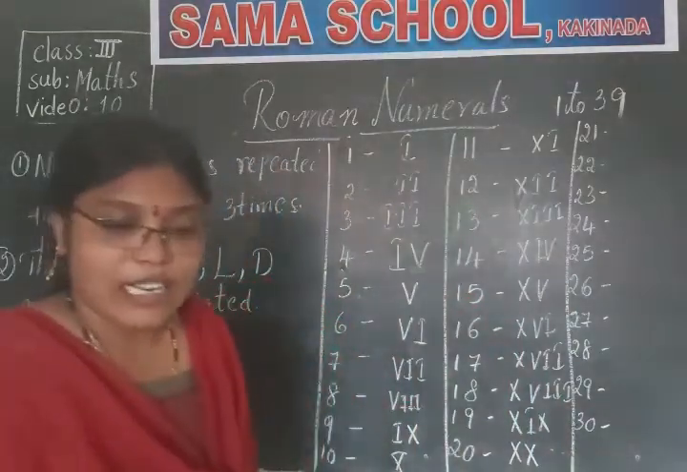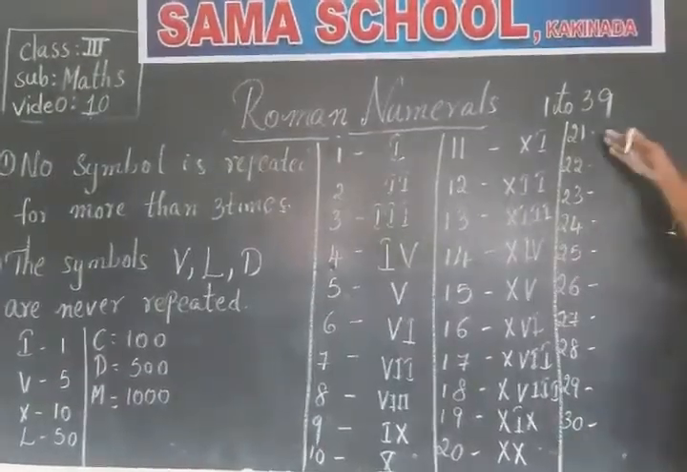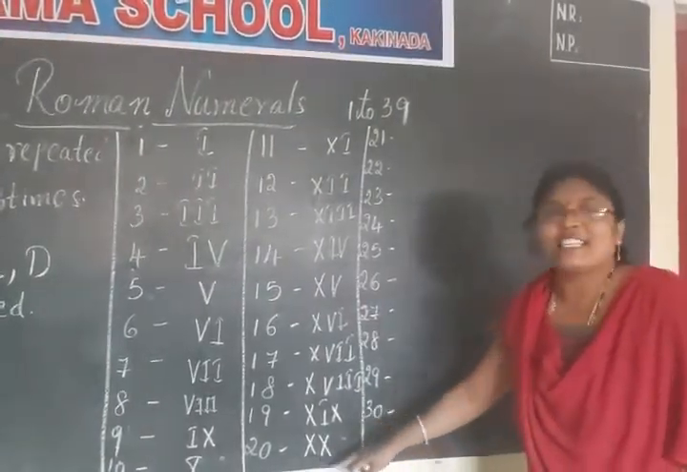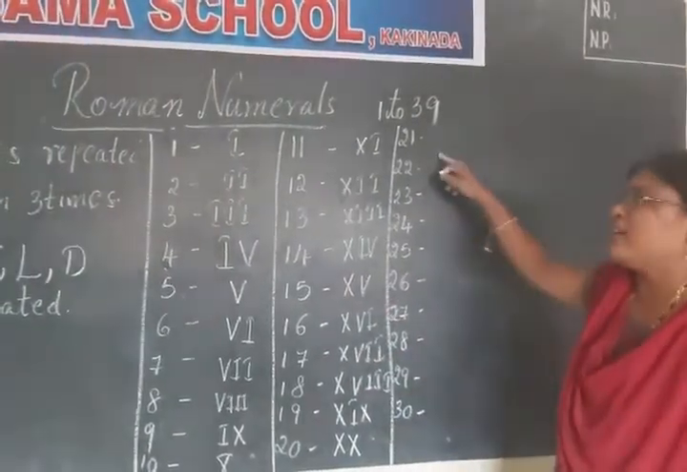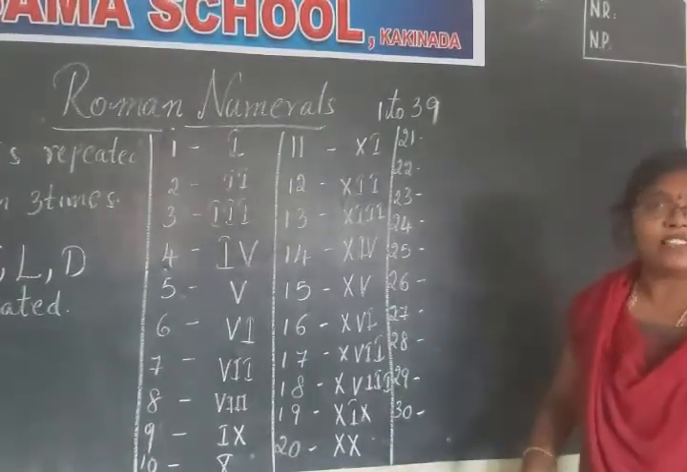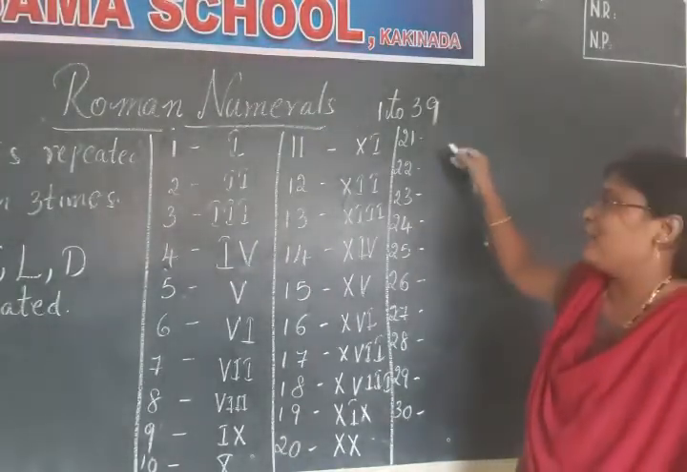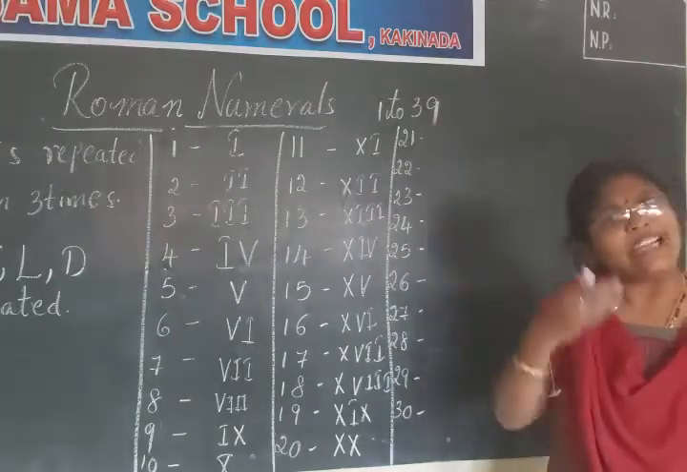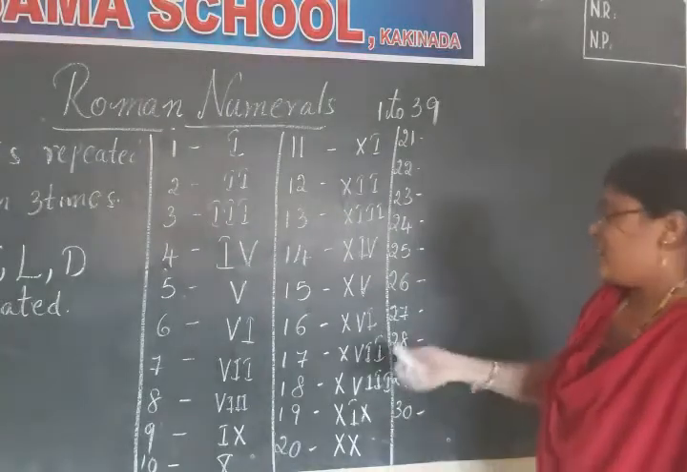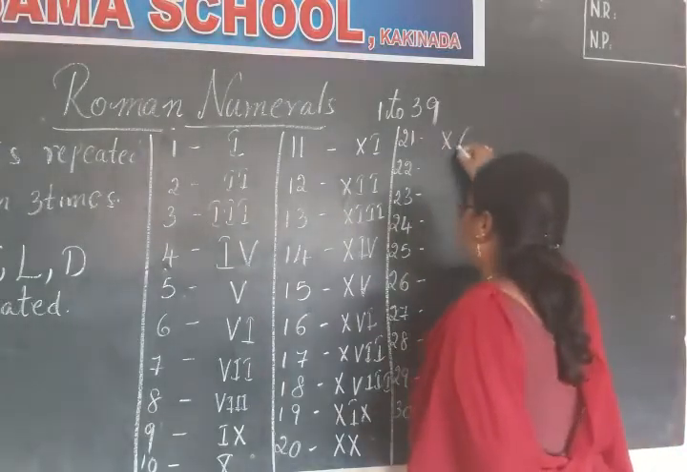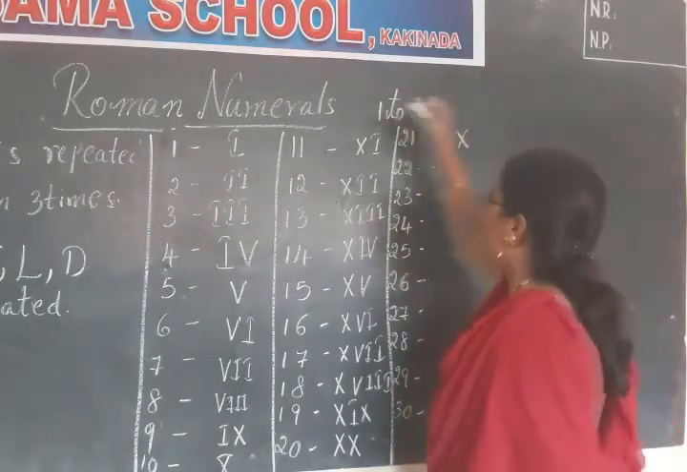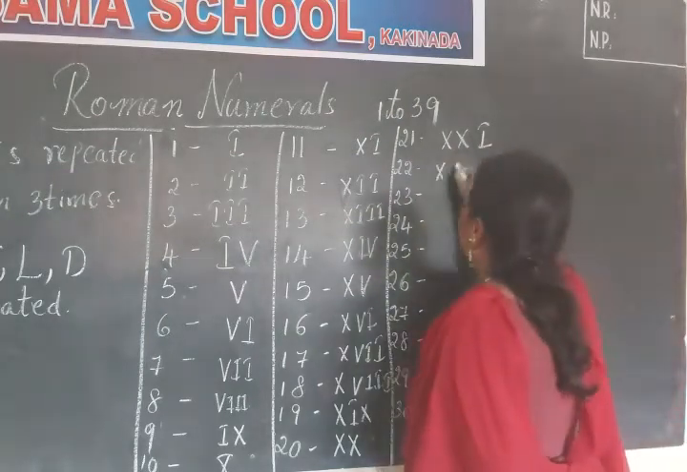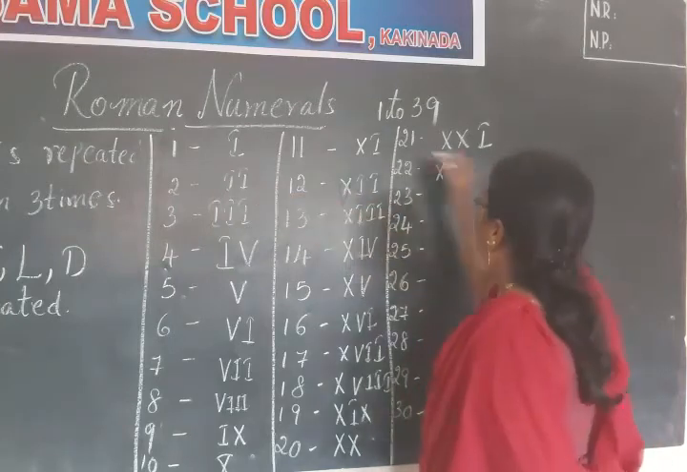Come on children, let us write. To write the numbers up to 30, what you have to do? Only this symbol will repeat. What is the symbol for 20? Double X. So write this 20 before all these 1 to 10 symbols. Then you can get the numbers up to 30. So write 20 symbol double X. And what is the symbol for 1? I. 21.